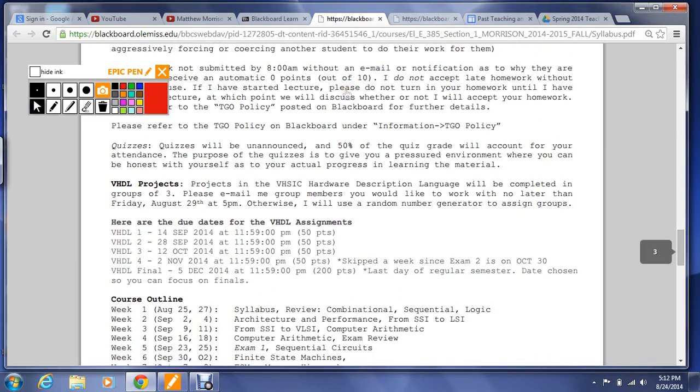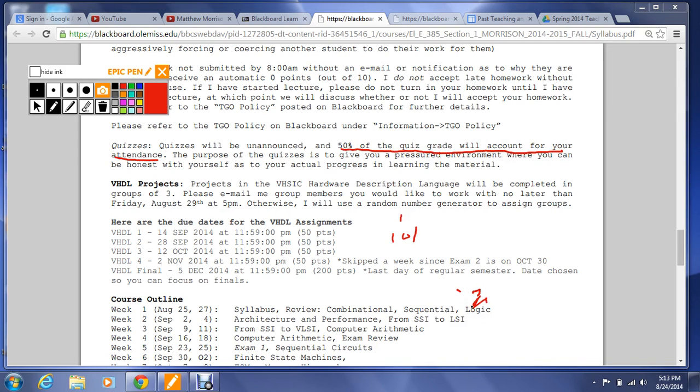Quizzes. Okay, so here's the thing. I do give pop quizzes, but 50% of the quiz grade accounts for you being there. It's for your attendance. Meaning that if I have 3 questions, I may have number 1, which is 10 points, number 2, which is 20 points, number 3, which will be 20 points, and then attendance will be plus 50, and then it'll be out of 100.